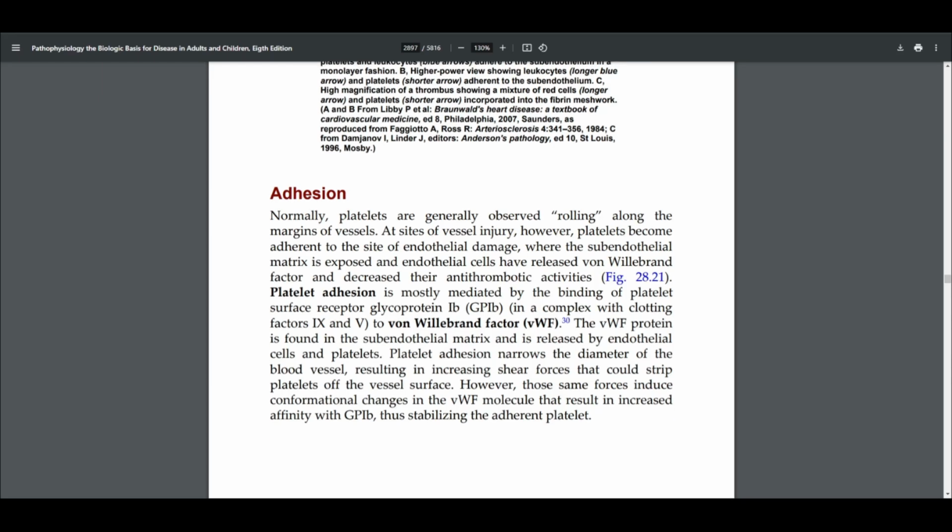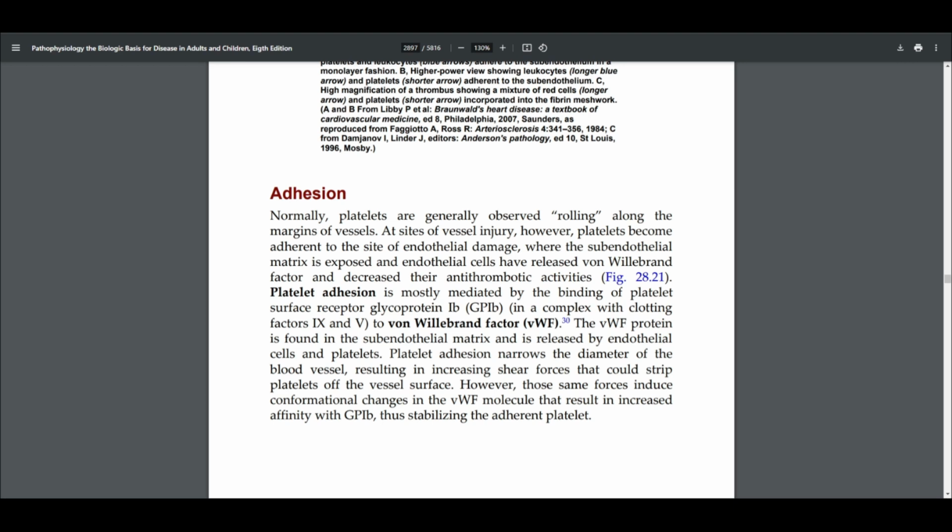Adhesion. Normally, platelets are generally observed rolling along the margins of the vessel. At sites of vessel injury, however, platelets become adherent to the site of endothelial damage, where the subendothelial matrix is exposed and endothelial cells have released von Willebrand factor and decreased their antithrombotic activities. Platelet adhesion is mostly mediated by the binding of platelet surface receptor glycoprotein 1b to von Willebrand factor. The von Willebrand factor protein is found in the subendothelial matrix and is released by the endothelial cells and platelets.